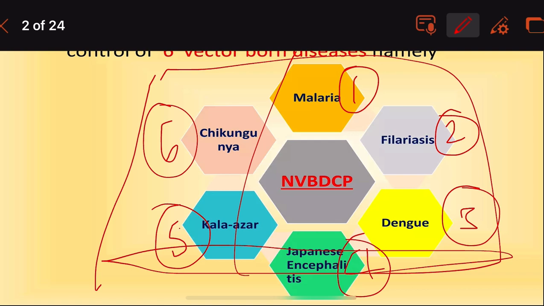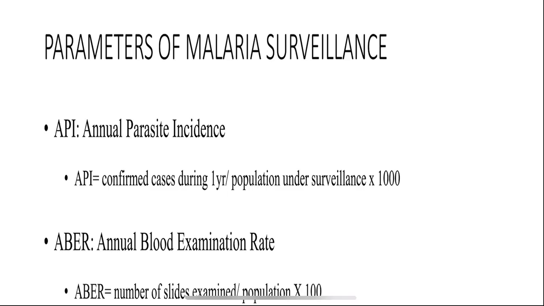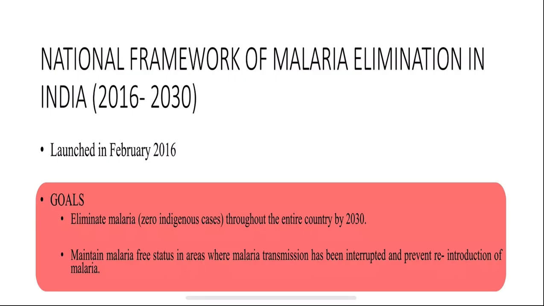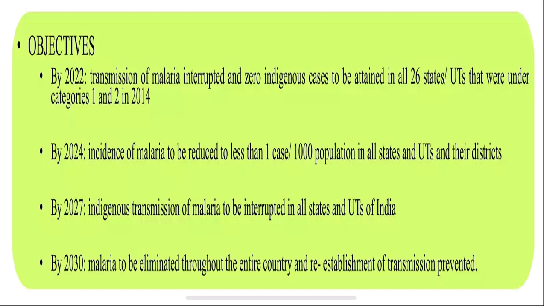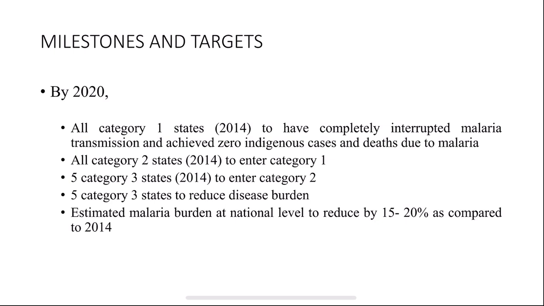Now, guys, in this we were discussing mainly malaria, wherein we have already dealt with the parameters, milestones, goals and objectives. Now in part 2 we will be discussing the milestones and targets. So what are the milestones and targets which the Malaria Control Program has?